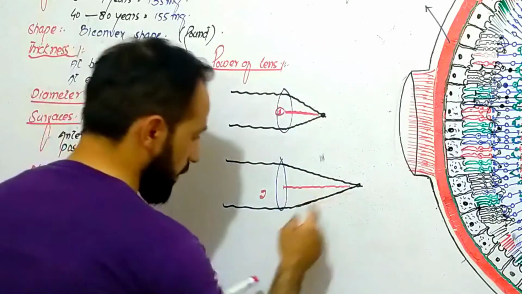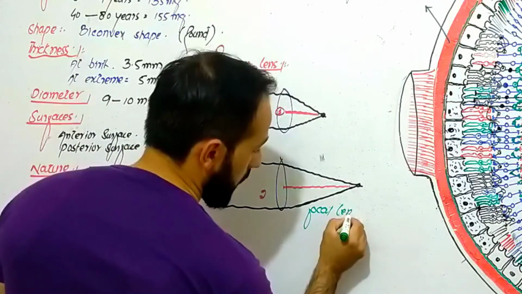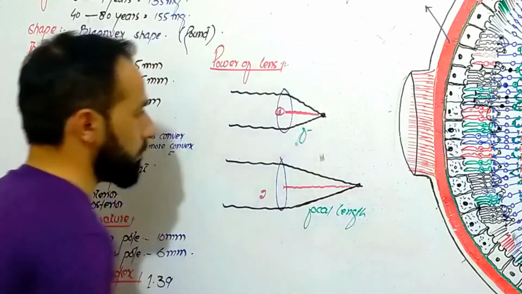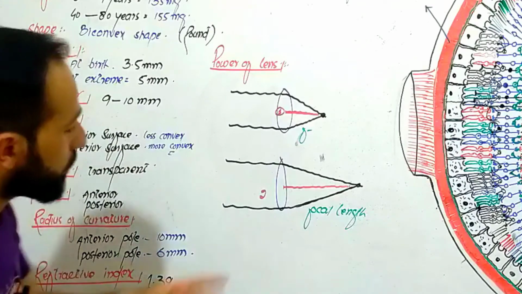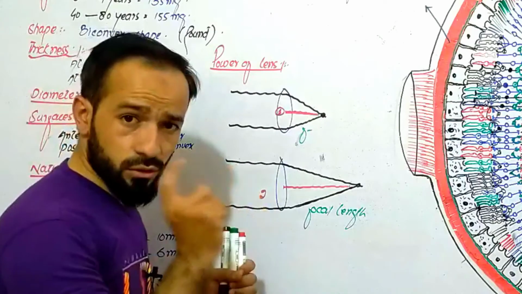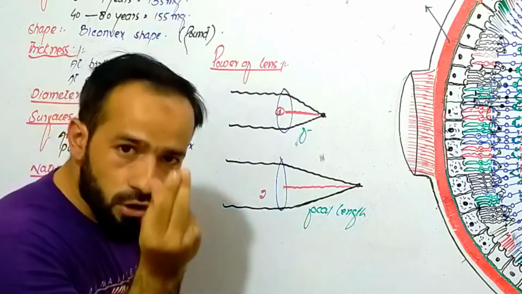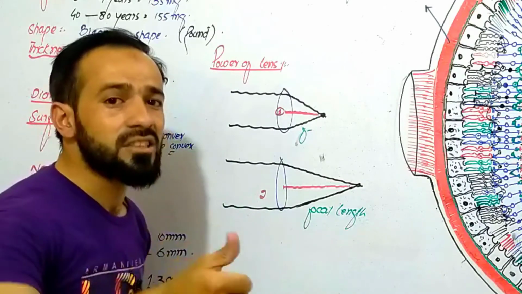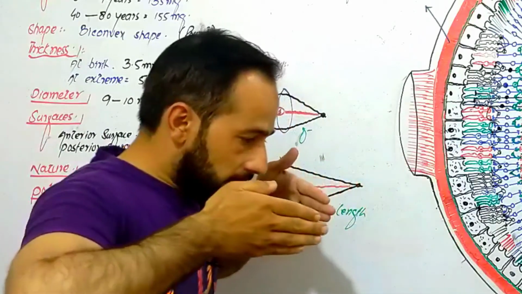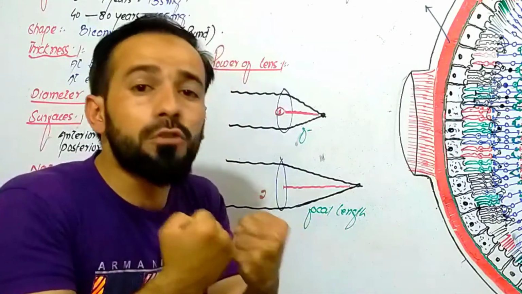So we call this distance the focal length. Focal length. This is also denoted by F. We know that from physics. So this is the focal length. Now look carefully, my dear friends, that lens for which the focal length is short, that lens is much more powerful. What does it mean? If a lens converges the light rays near to itself, it has a very, very good power, right?